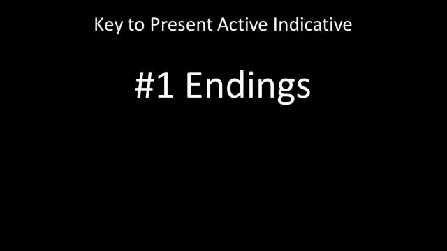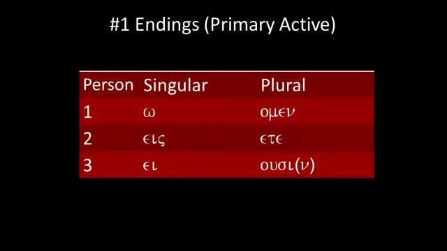I'll ask you throughout the semester, what is the key to this or that? And the key, the big key for present active indicative, this will be on a quiz, the key to present active indicative is number one endings. There's one key, number one endings. What are those endings again? Do you think you should know them? O, eis, ei, omen, ete, ousi. You better believe this will be on a quiz. O, eis, ei, omen, ete, ousi. Number one endings, primary active endings.